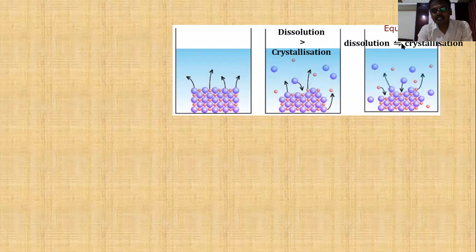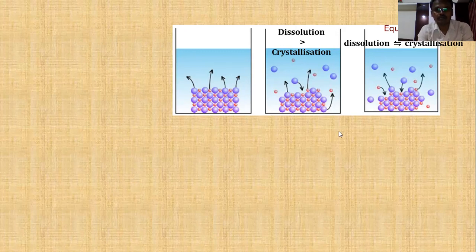So when the solution is at equilibrium, or by the time equilibrium is achieved between dissolution and crystallization, how much of solute has gone into the solution is going to decide the solubility of the solute. Let me repeat it. By the time equilibrium is achieved between dissolution and crystallization, how much of solute or salt has gone into the solution will decide the solubility of the salt. So what is solubility? Another important term associated with solutions, that is solubility.